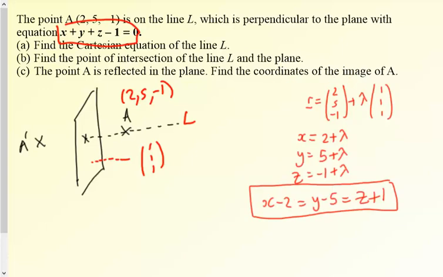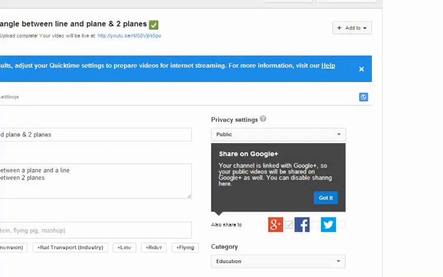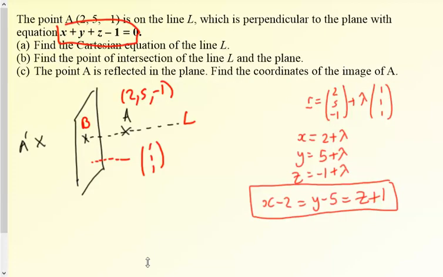Right, that's that done. Second part, find the point of intersection of the line and the plane. So what we're asked for here is this point. I'm going to call that B, a point that is in the plane and on the line, so the intersection of the two. And you might remember a method for doing that. The method I'm going to use is just to find the intersection by substituting the values of x, y and z for the line into the equation of the plane.